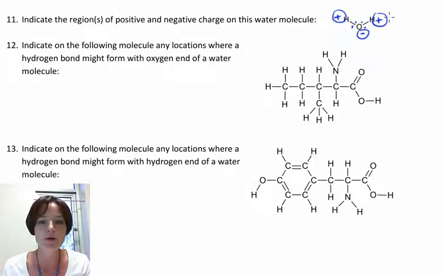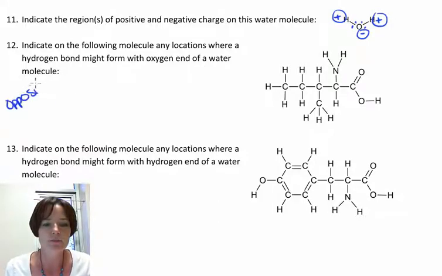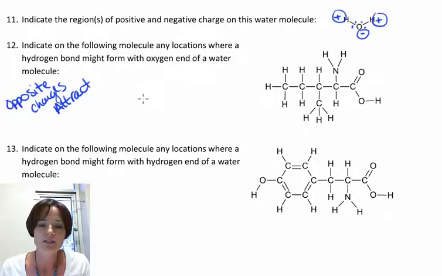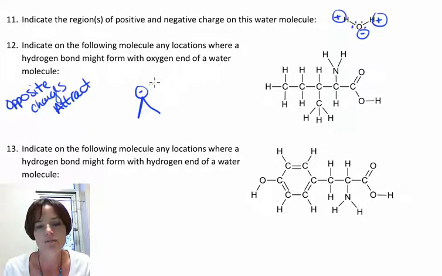And if we remember that opposite charges attract, I'm just going to write that here. If we remember that, then we can answer this next question. Because on the next one, we want to know, indicate any of the following locations where a hydrogen bond might form with the oxygen end of a water molecule. Well, the oxygen end, that would be my little point right here, that is negative. So that right there will be attracted to something that has a positive end to it.